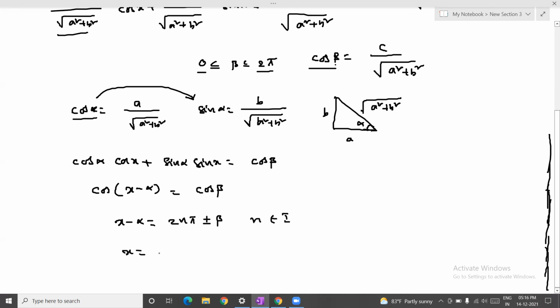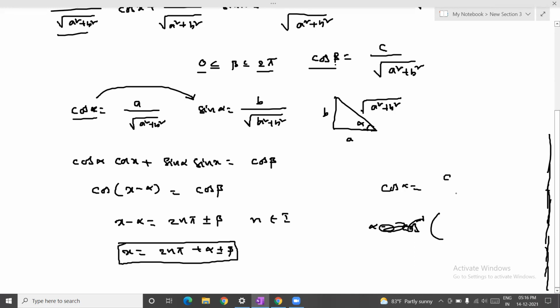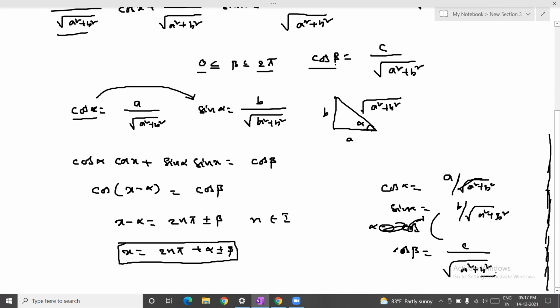So I need the x value. x is equal to 2n pi plus alpha plus or minus beta, where alpha is equal to how much? Cos alpha is equal to A by root of A square plus B square, sin alpha is equal to B by root of A square plus B square, and cos beta is equal to C by root of A square plus B square. So from the equation, it will decide these values. Hope you are clear what I am trying to say.